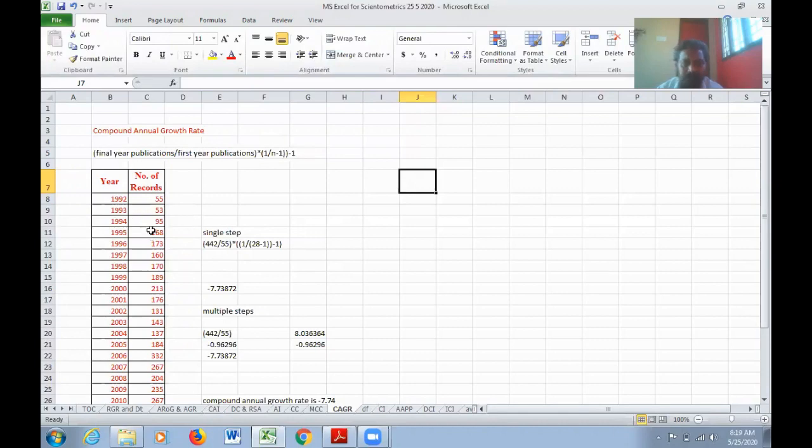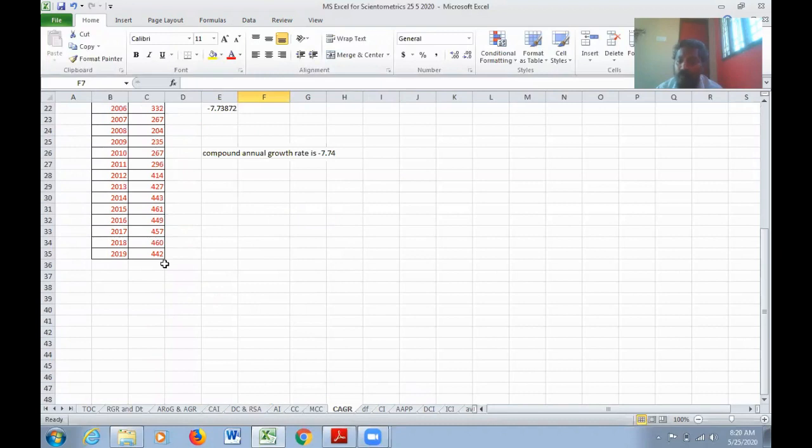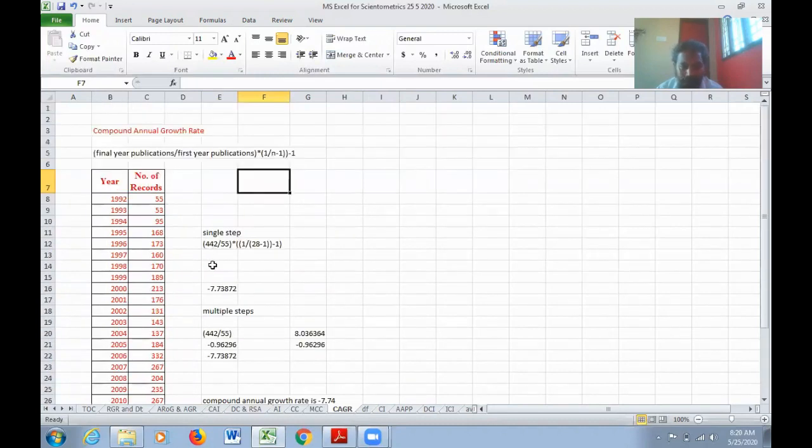For example, final year publications, you can see here what is the final publication? It's 442. Fine. Divided by first year publications, how much? 55. 55 multiplied by 1. Then n minus what is 1? N means number of years of publication.